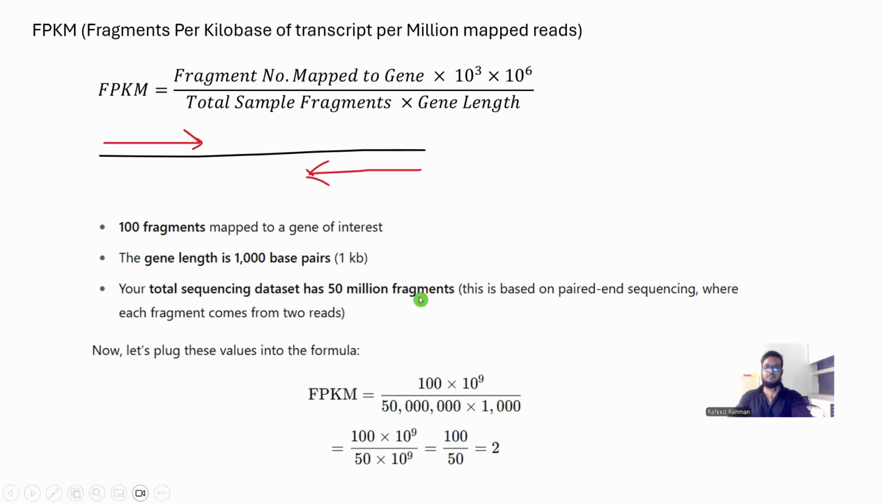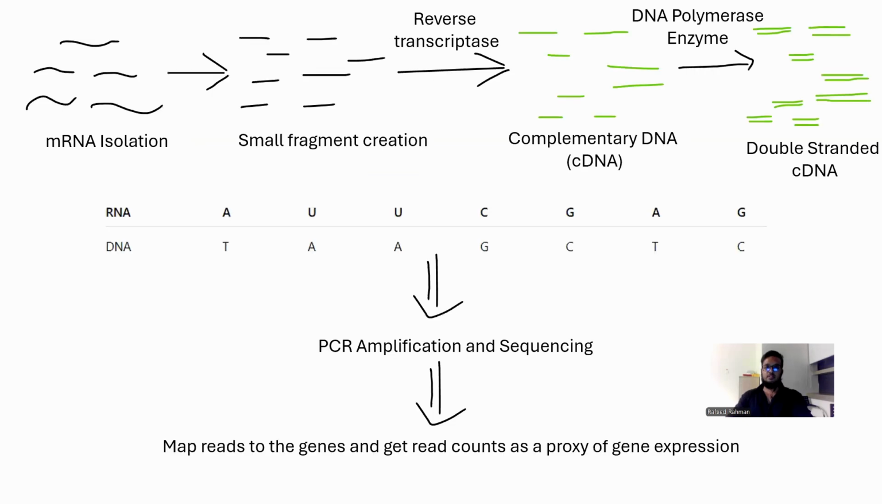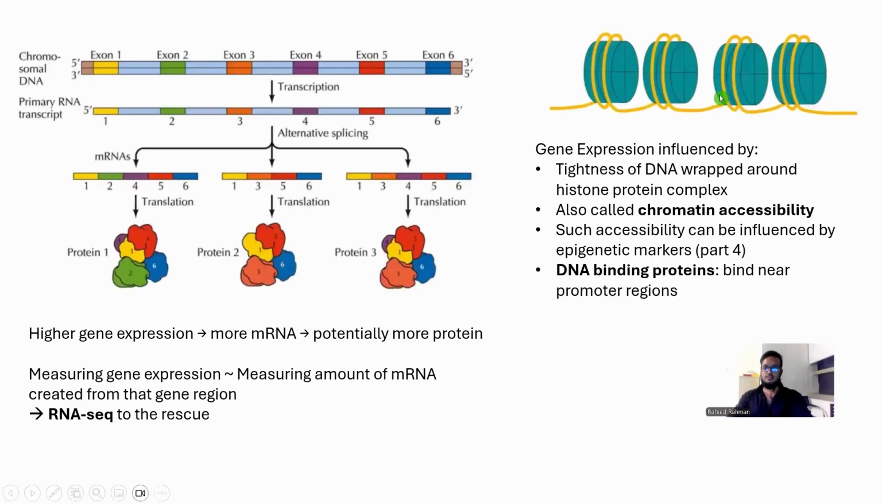Let's talk about ATAC-seq. The full form of ATAC-seq is assay for transposase accessible chromatin using sequencing. First, I will talk about why we are interested in ATAC-seq. We have already seen in this slide that the tightness of DNA, or the chromatin accessibility, sort of determines gene expression, right? So we want to have a measure of how accessible the chromatin regions are. This is something we want to measure throughout the whole genome. So how do we do that? We do that using ATAC-seq.